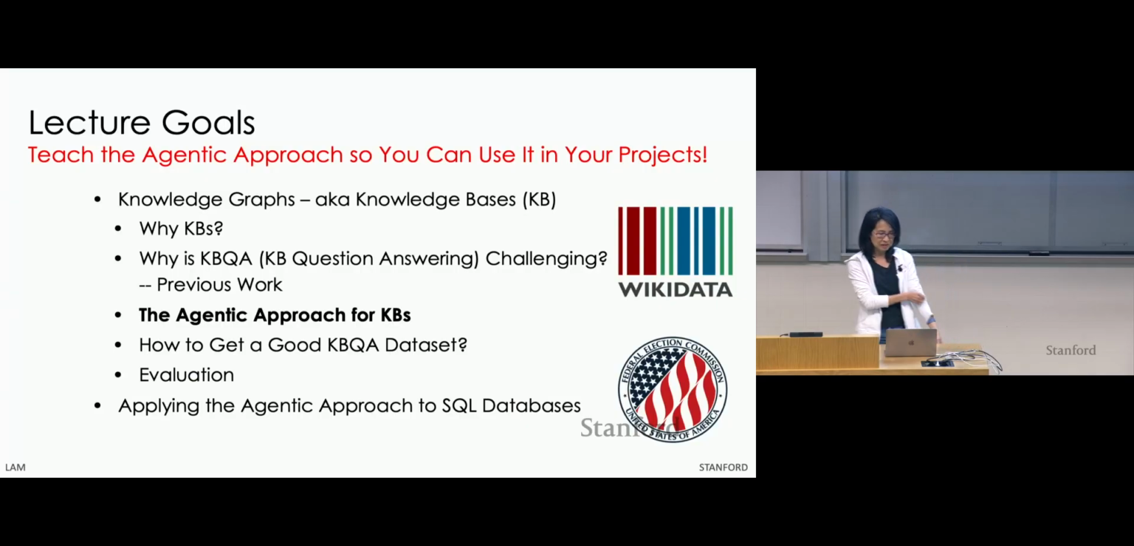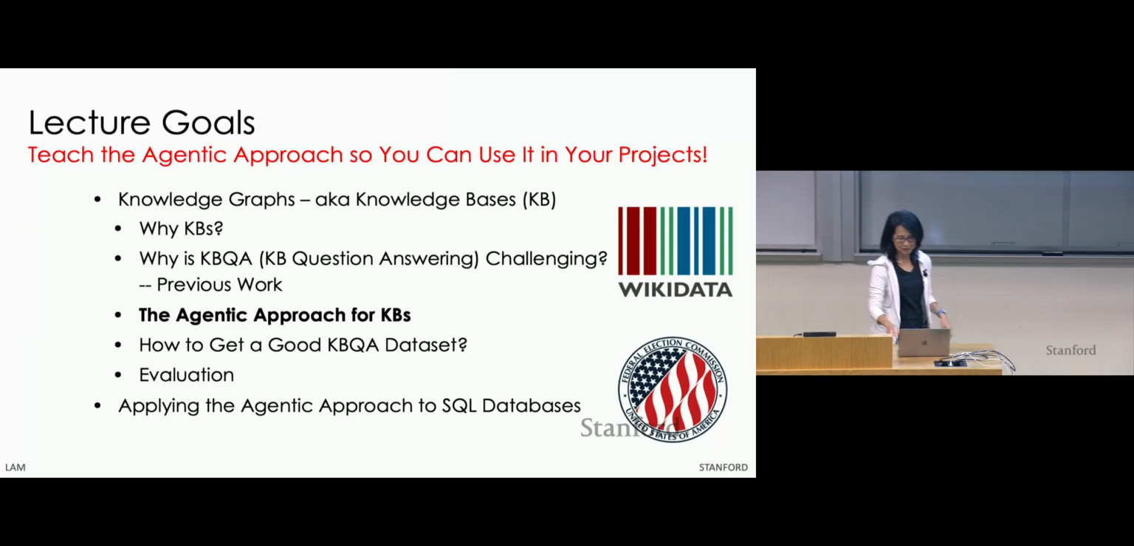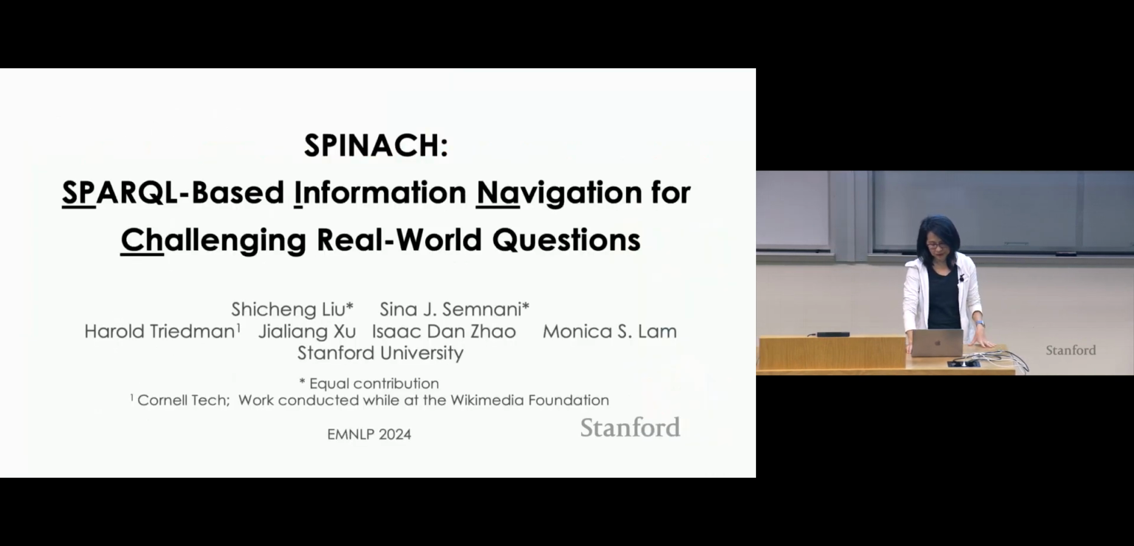So what we are going to talk about is the agentic approach for knowledge bases. This is a paper that is actually going to be presented next week in Miami. This is work that we did together with Harold Scheitman, who was at Wikimedia, and he is now a PhD student at Cornell Tech. He saw some of our old work, and he came to us and said, "Oh, let's work together on this." Every time we work with real data, we learn something.